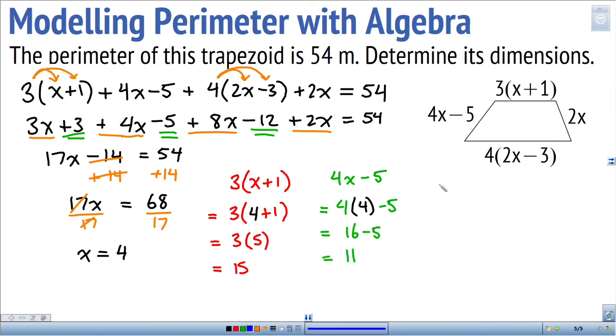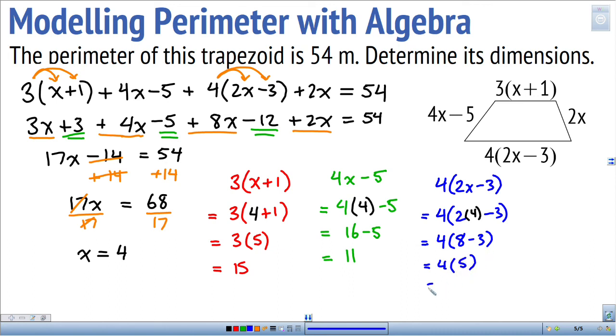Let's look at the bottom side here. That's 4 times all of (2x minus 3). I'm going to replace that x with 4, minus 3. Inside here we have 2 times 4 is 8, so that's 8 take away 3, which inside this bracket is 5. So 4 times 5 is 20. All right, and the last side is just 2x, so we replace that x with the 4. So 2 times 4 is 8.